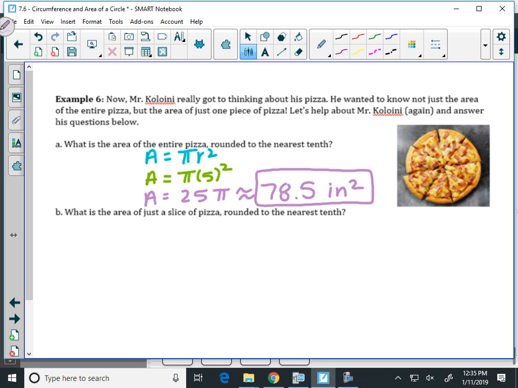But we just want to know the area of a slice. Very similar to arc length, same exact concept. We only want to know the area of one piece if it was cut perfectly even. We only want to know the area of this one piece right here. Well, what fraction of the circle is this piece? Yeah, it's 1/8. It's 1 out of 8 pieces. So you take what fraction of the circle that piece is, and then multiply it by the entire area. Because the piece of pizza is 1/8 of the pizza, it's going to be 1/8 of the area. And then plug it in.